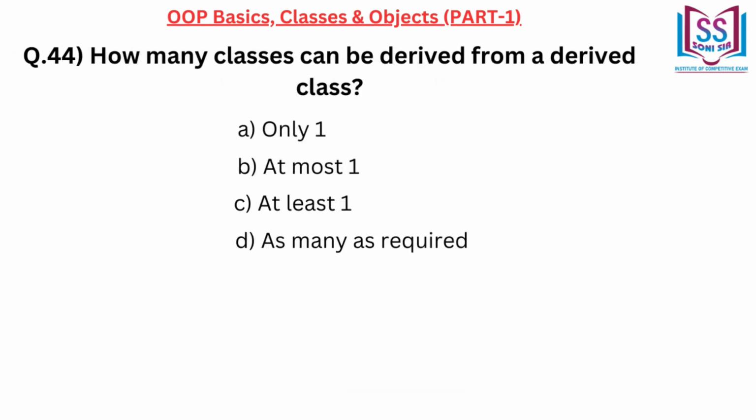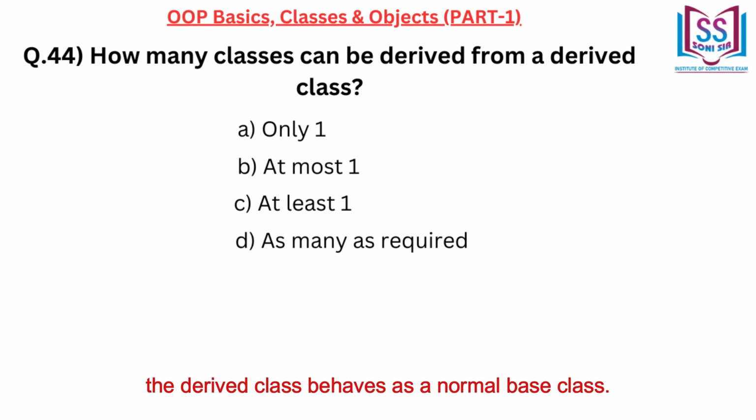How many classes can be derived from a derived class? A. Only one. B. At most one. C. At least one. D. As many as required. Correct answer, D. When a class is to be derived from another derived class, the derived class behaves as a normal base class, hence there are no restriction on how many class can be derived from a derived class. The derived class again behaves as a normal superclass.